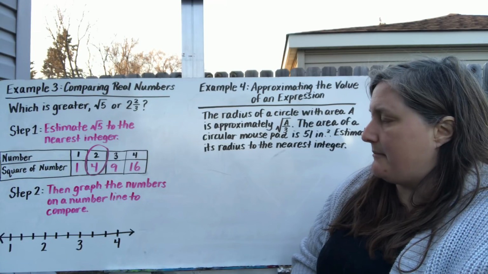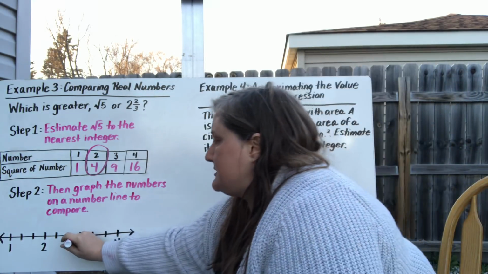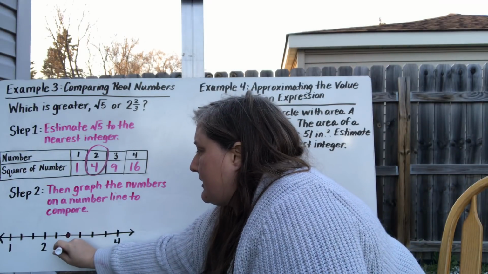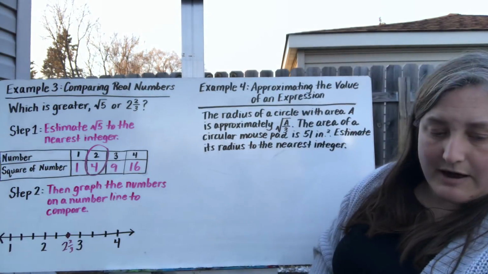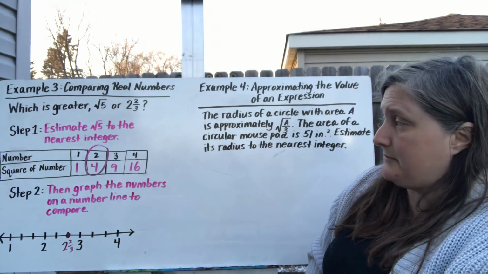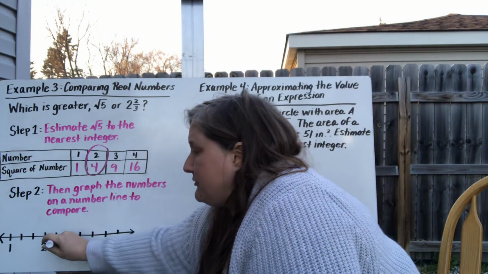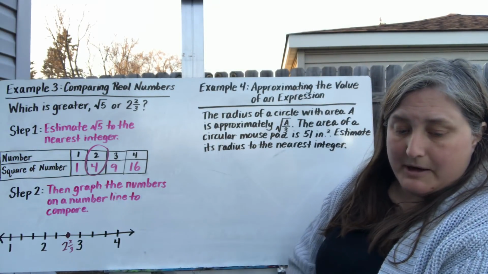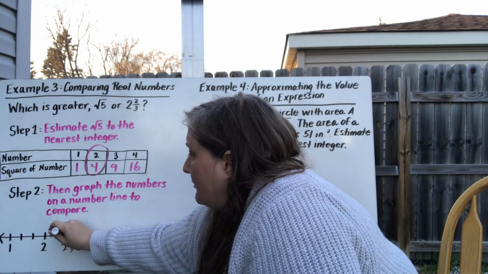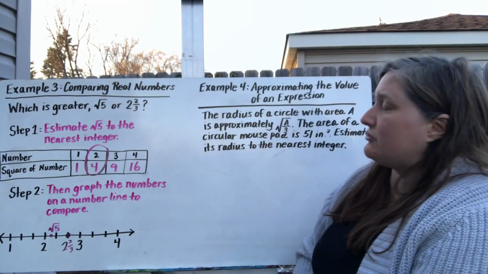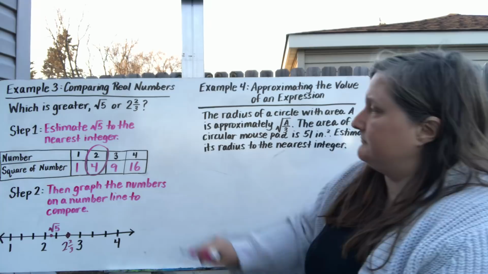So we want to graph them on a number line. So I know that 2 2/3 is going to be pretty close to 3 right here. And then I have to figure out where the square root of 5 is going to be. Well, it's pretty close to 2, just a little bit more, so I don't know exactly where it is, but I'm going to estimate it's a little bit more than 2, which means if I'm trying to figure out which is greater here, it's going to be my 2 2/3.